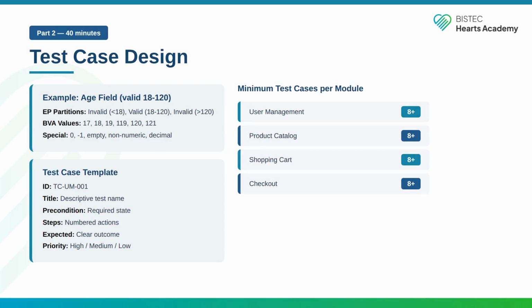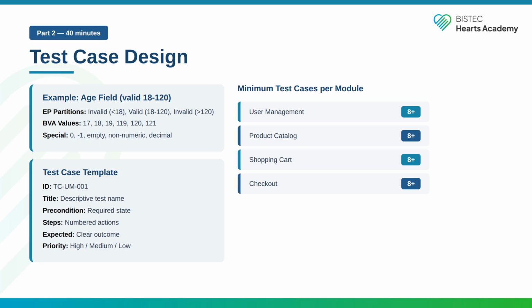Part 2 is the core of today's work, designing 30 or more test cases across 4 modules. This is where the techniques from the theory section become practical. Let us use the age field example to see EP and BVA working together. The age field accepts values from 18 to 120.